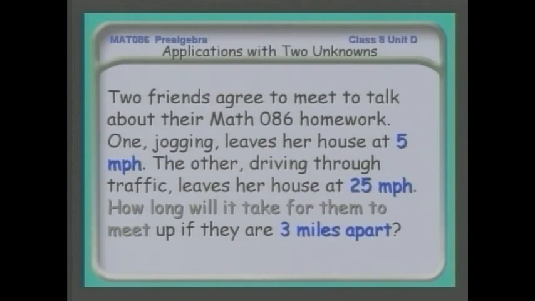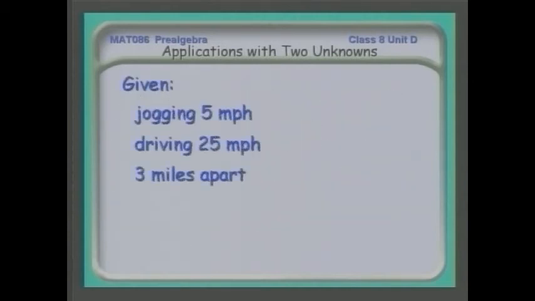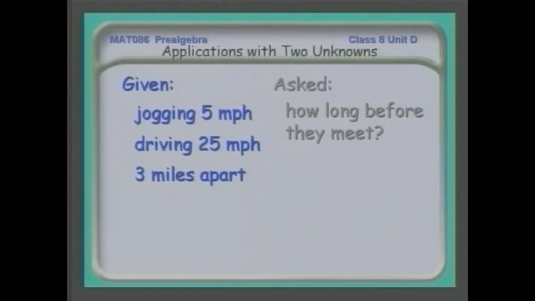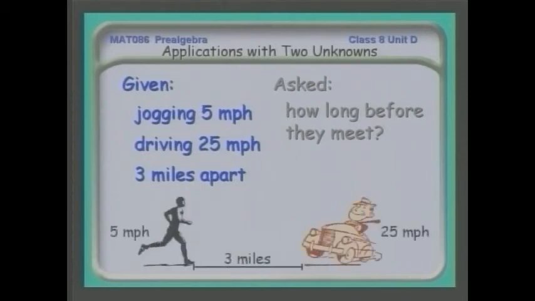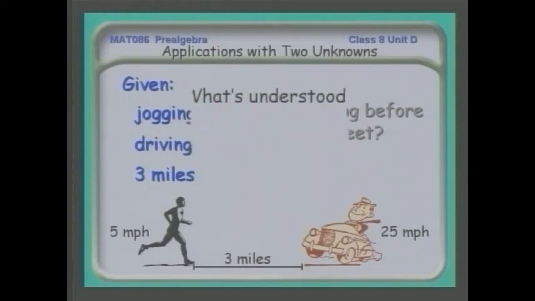Let's look at the information. The jogging person leaves his or her house at 5 miles an hour. The other hops in the car and goes 25 miles an hour. They're 3 miles apart. That's the information given, and we want to know how long before they meet. The problem here is that you have almost, but not quite, all the information you need to do this.